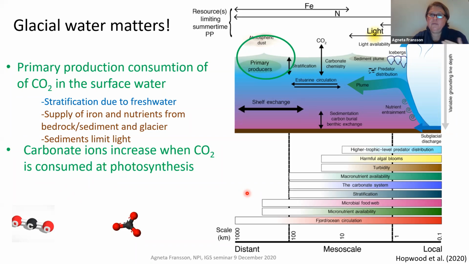That will favor primary production. But the sediments can also limit the light, which will decrease or limit primary production. So this will also have implications for the carbonate ions, which will increase when CO2 is consumed at photosynthesis, and with less primary production, we will also have fewer carbonate ions.